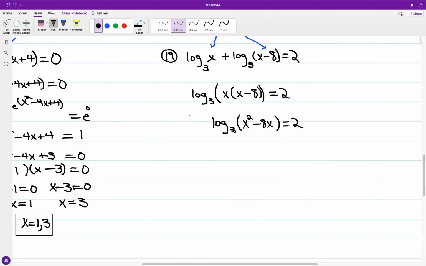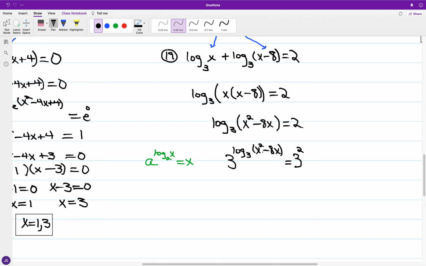And again, taking care of the base 3 log by treating both sides as powers to which, in this case, 3 is going to be raised. And so in this case we have, again, a to the base a logarithm of x is equal to x. All right, so we've got 3 to the base 3 logarithm of the quantity x squared minus 8x is equal to 3 squared.